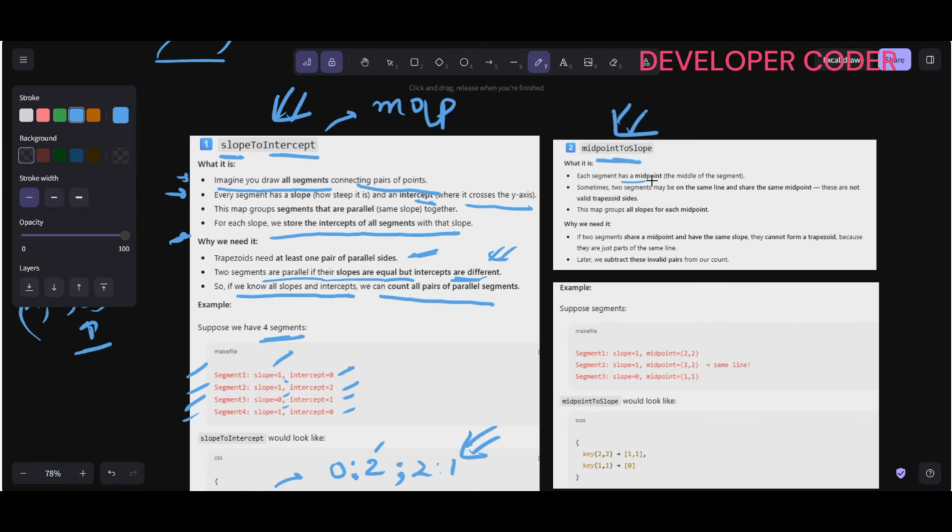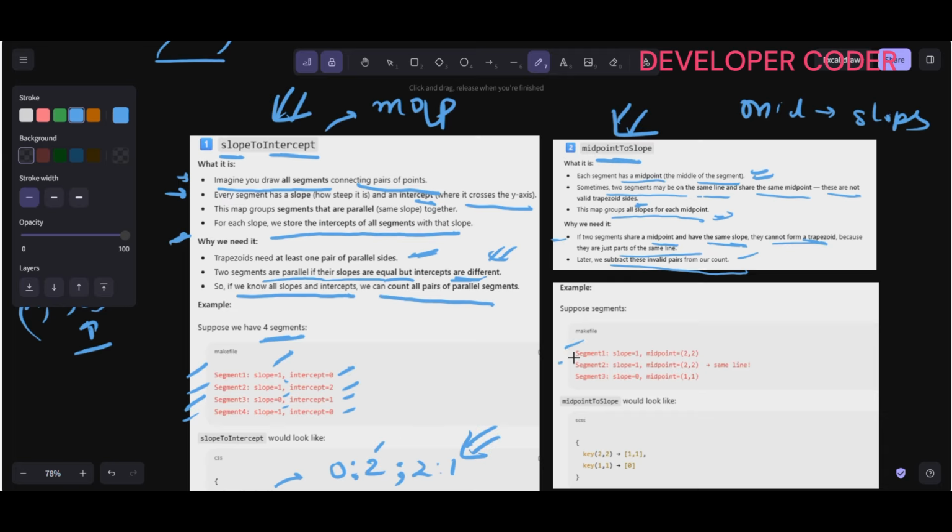Each segment has a midpoint, the middle of the line. Sometimes two segments may be on the same line and share the same midpoint. These are not valid trapezoid sides, as I proved above. This map groups all slopes for each midpoint. For each midpoint, I calculate the slopes. If two segments share a midpoint and have the same slope, they cannot form a trapezoid because they are just part of the same line. Later we subtract these invalid pairs from our count.